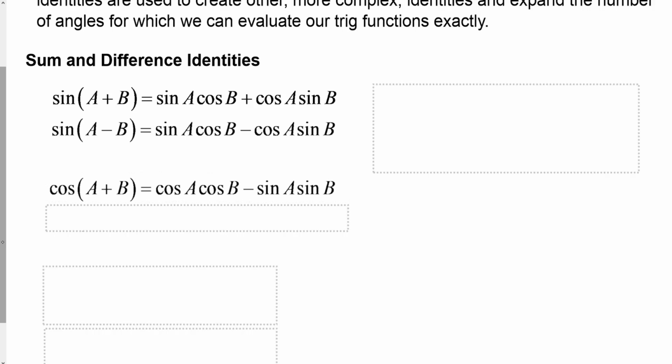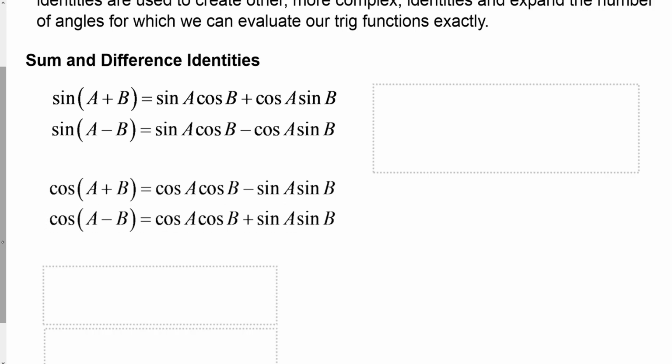The sum identity for cosine looks very similar, but if you'll notice, when we're adding A plus B, we end up subtracting the second term in the equation. So it's cosine of A plus B equals cosine A cosine B minus sine A sine B. And also, instead of the trig functions being mixed together, the cosines are grouped and the sines are grouped. And then the cosine identity for a difference is similar, but the sign is opposite again.